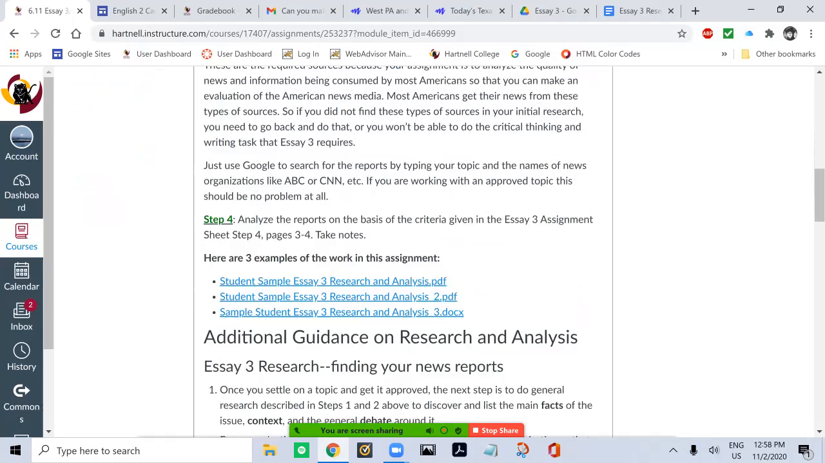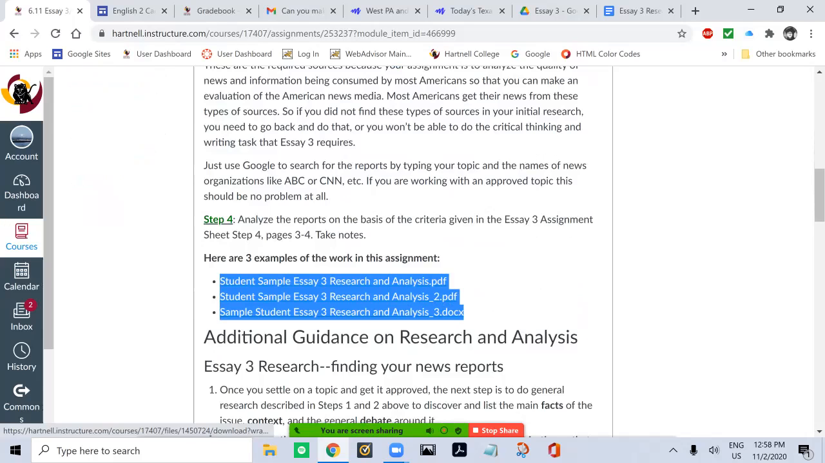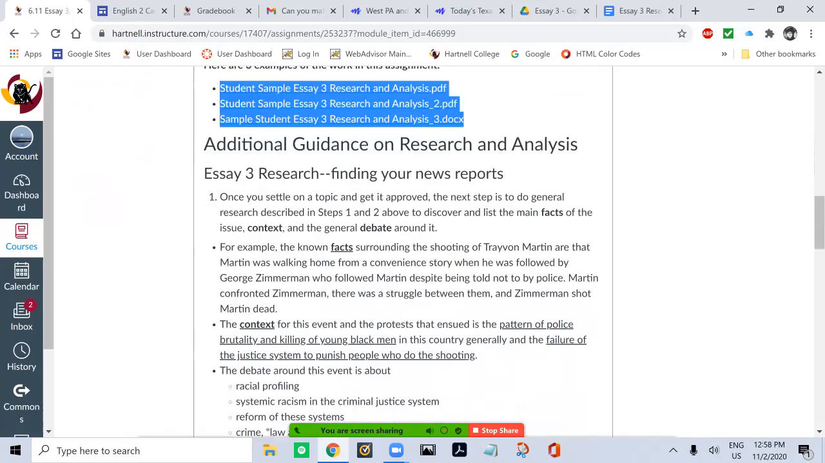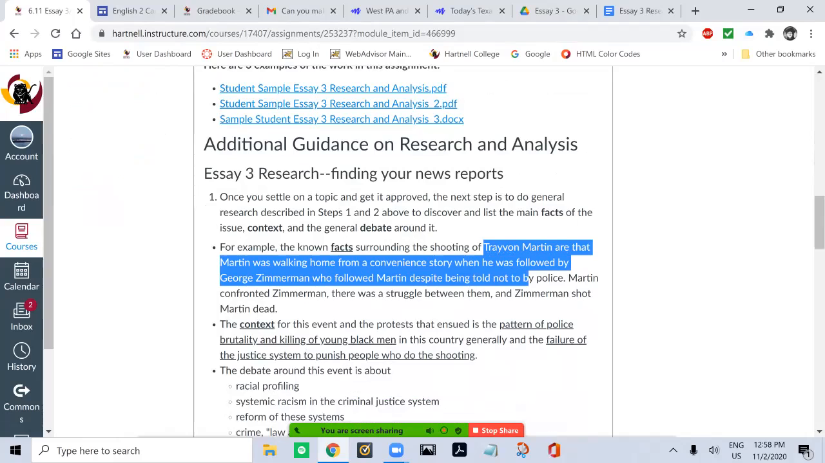All right, let me do a little demonstration of how to go about doing your analysis. And again, here are some samples that you can look at of previous students having done this assignment. All right, but let me show you an example. I used the Trayvon Martin case here, which happened in 2013.